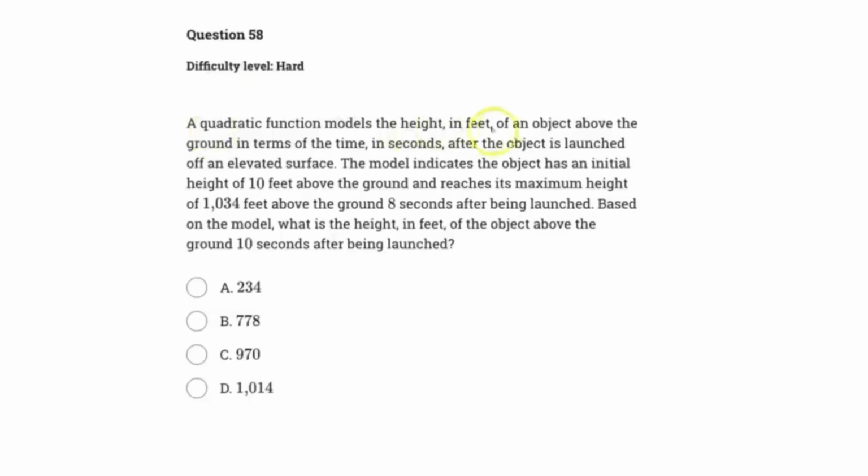A quadratic function models the height in feet of an object above the ground in terms of time in seconds after the object is launched off an elevated surface. The model indicates the object has an initial height of 10 feet off the ground and reaches its maximum height of 1,034 feet above the ground 8 seconds after being launched. Based on the model, what is the height in feet of the object above the ground 10 seconds after being launched?